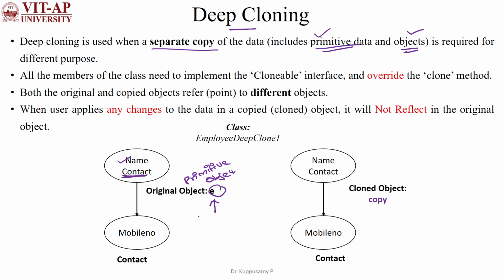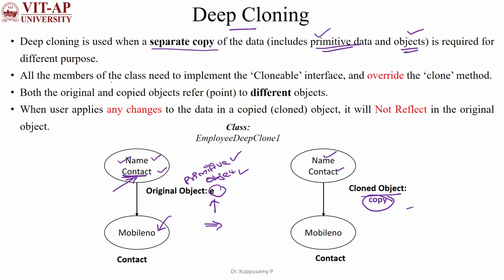So whenever we are creating the object, it has some set of variables. The contact has the variable mobile number. Then we are going to copy this into the new object, cloning object copy, right? So all the primitive data type variables and objects are copied. Based upon that, name and contact are copied into the new object copy.